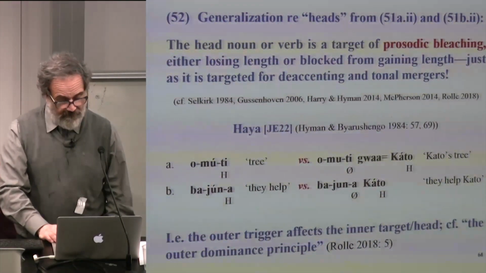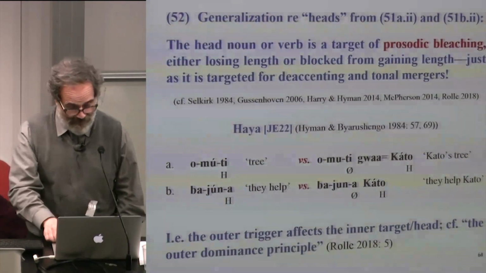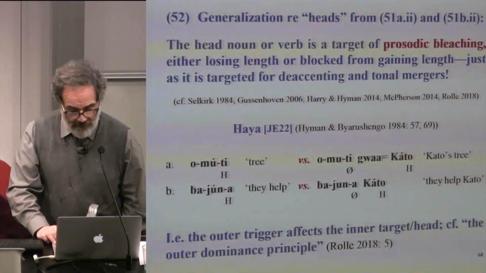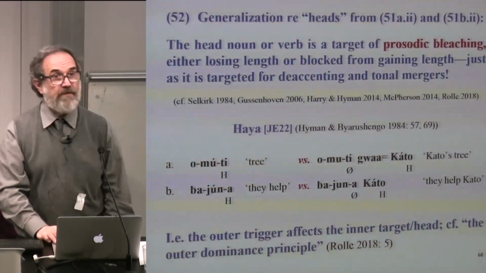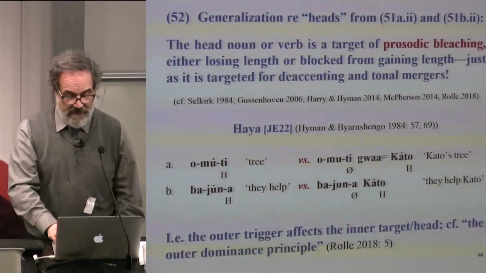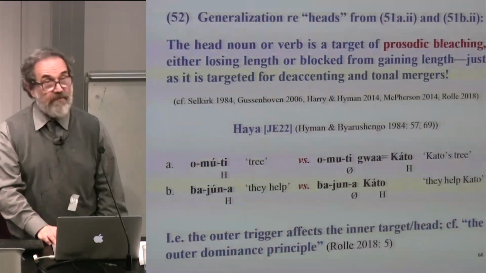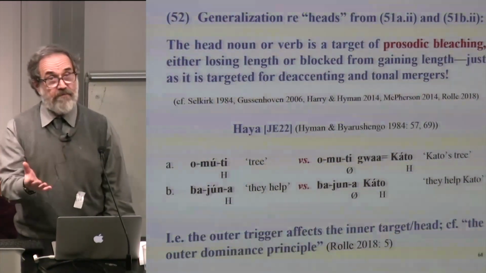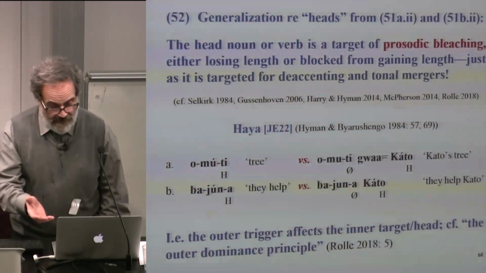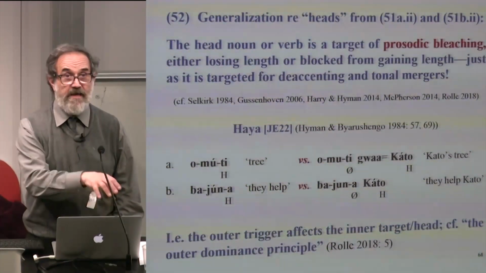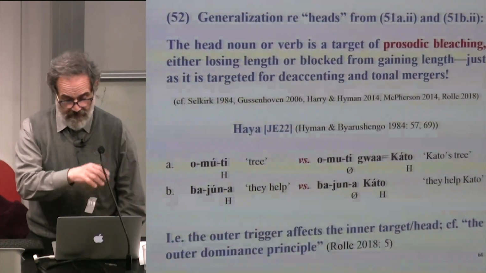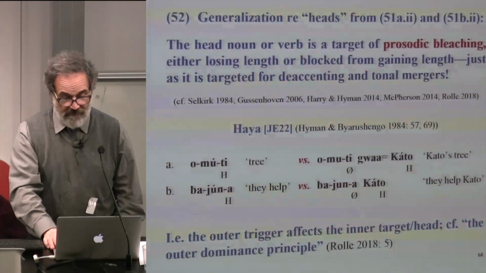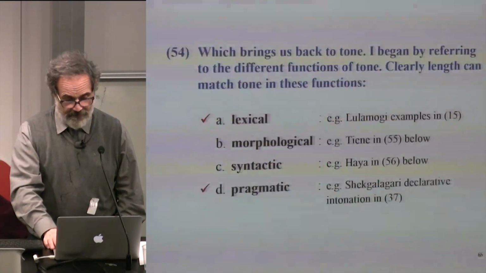Similarly, bajuna, from underlying bajuna, so this is where the high tone again would shift to the penult if it was final. You get bajuna kato. They help kato again. So the verb is losing its high tone because of the presence of an object, the name kato. Okay. So the outer trigger, the modifier or the complement, affects the inner target head, what Nick Rowley calls the outer dominance principle. And this is very general. You'll probably think of parallels in other areas.